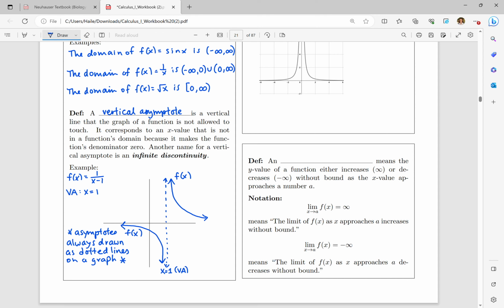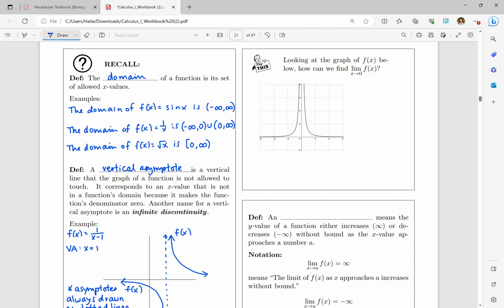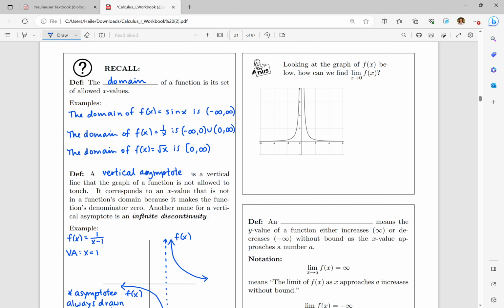Okay, so again, where are we going with this? Well, let's look at something with a vertical asymptote and think about limits. If we look at the graph of f of x below, how can we find the limit as x approaches 0 of f of x? If we look at x is equal to 0, that's the y-axis right here. And we notice that this is acting as a vertical asymptote for the graph.